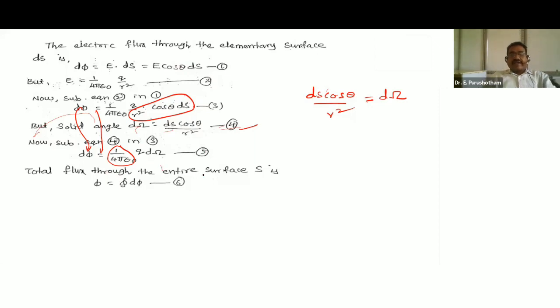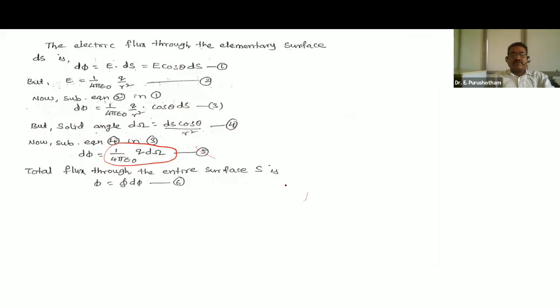The total flux through the entire surface is given by φ is equal to the surface integral of dφ. What is the dφ value? This is the dφ value. So substituting, φ is equal to the surface integral of 1 by 4π ε₀ Q into dΩ. This is the constant value, so Q by 4π ε₀ times the surface integral of dΩ.